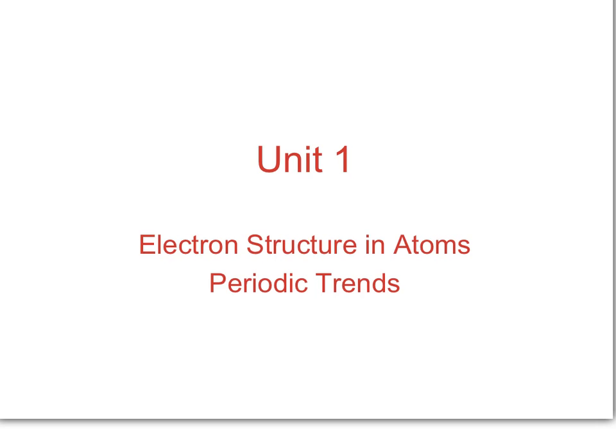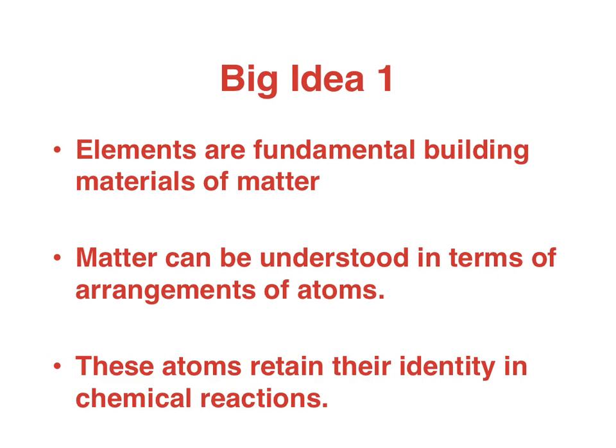Okay, this is our first unit for AP Chem, and we build our course around the big idea. So Unit 1 is based on Big Idea 1, and it includes electron structure and atoms, which is Chapter 6 in the book, and it includes periodic trends, which is Chapter 7. Okay, and if you look at Big Idea 1, it basically says three things.